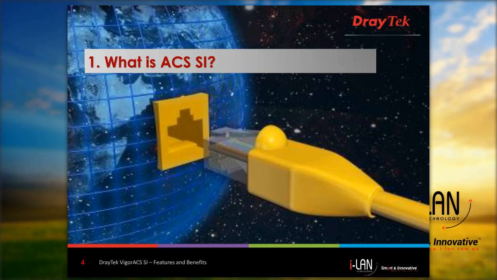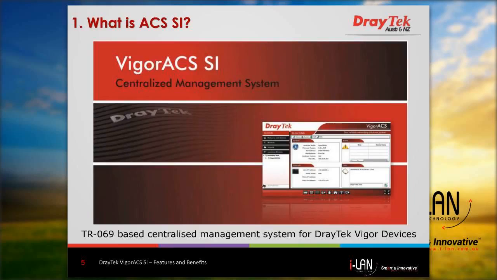So we'll just start by looking at what is ACS SI. Vigor ACS SI is a TR069 based centralized management system for Draytek Vigor routers or devices. It's got a user-friendly interface and allows system integrators or network administrators to configure, monitor, and manage Draytek devices remotely from the comfort of their offices or homes.